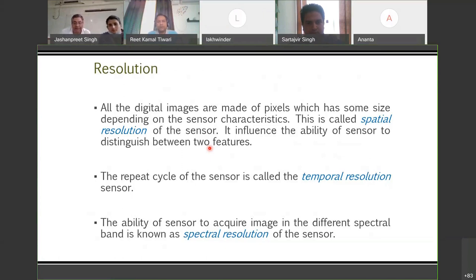And now coming to an important aspect, that is resolution. What is resolution? This is one of the properties of remote sensing images, and the first type is spatial resolution. Spatial resolution is the ability of the sensor to distinguish between two ground objects. Then another is temporal resolution, which is related to the repeat cycle of the satellite. Suppose the satellite today captures an image of Punjab, after how many days will it come again to the same position and capture the image? Some satellites have a temporal resolution of 10 days. That means after 10 days it comes to the same place where it was 10 days before.